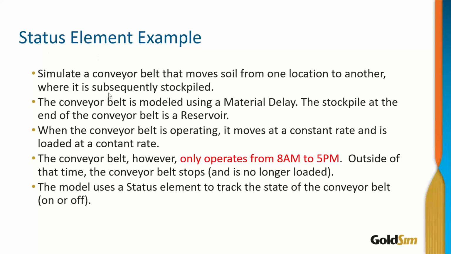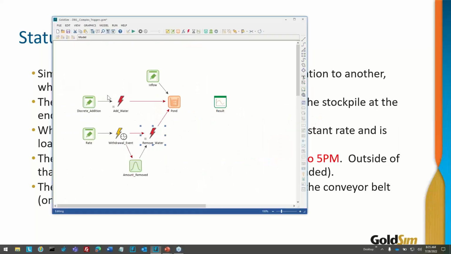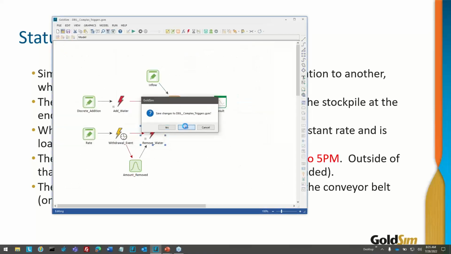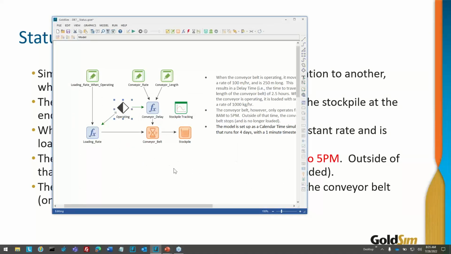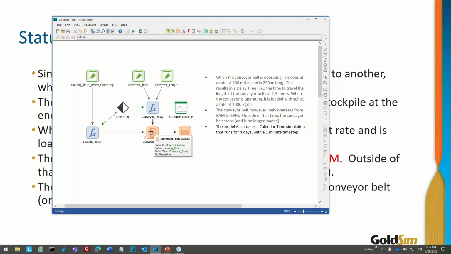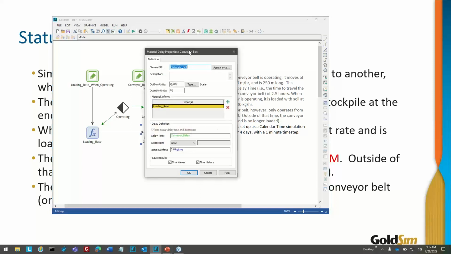So I'm going to start with an example of a status element. A status element looks like this guy right here. And I'm going to walk through this really simple model. What we're modeling here is not a water management system, it's a conveyor belt, because it's easy to imagine. And we're modeling the conveyor belt using a material delay.